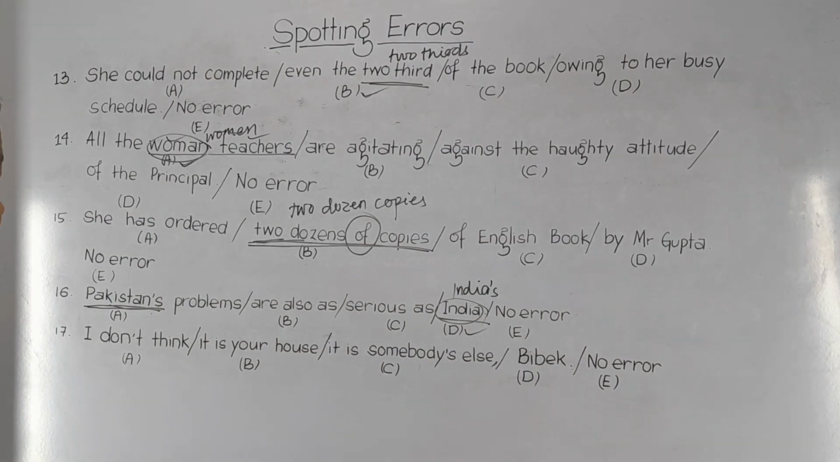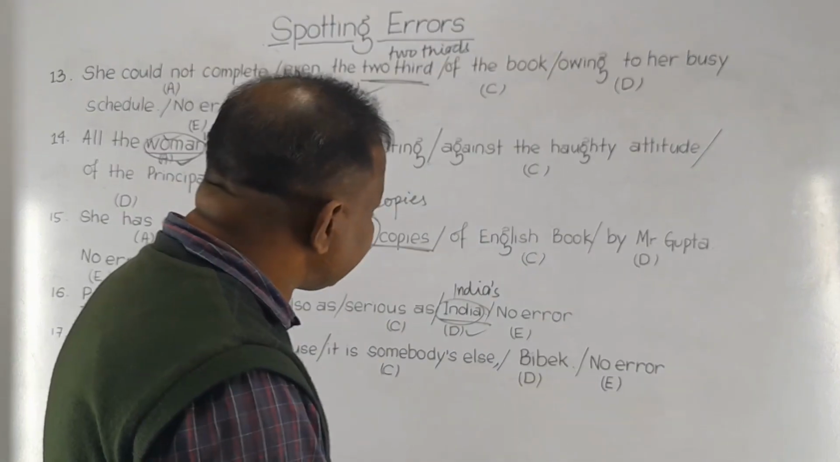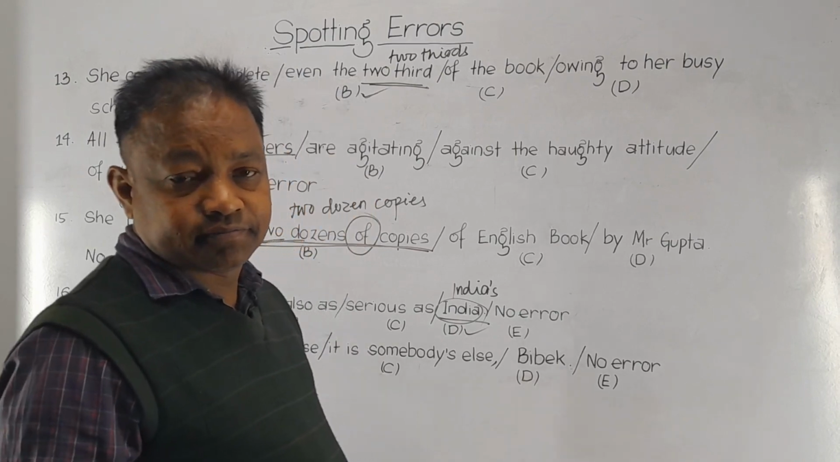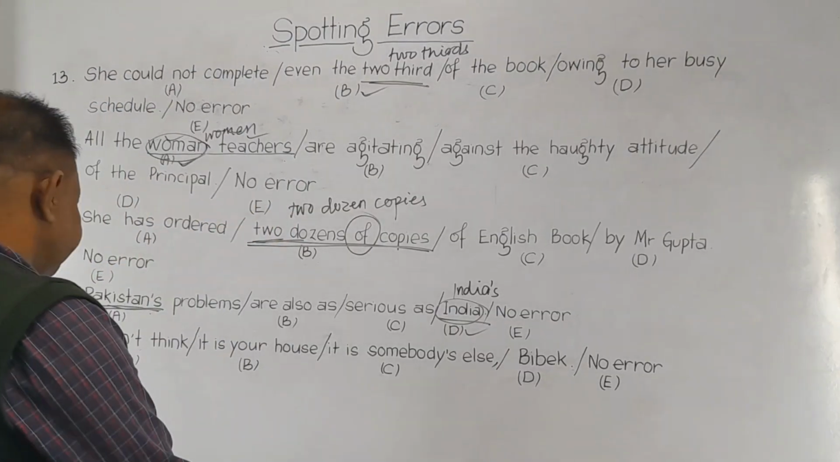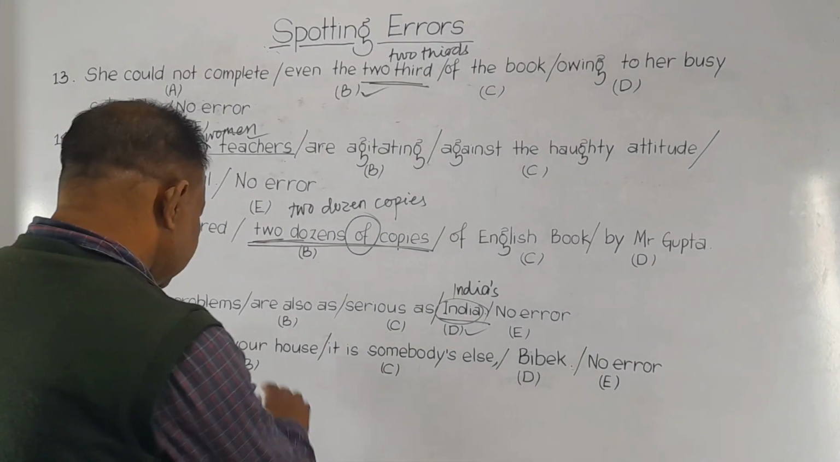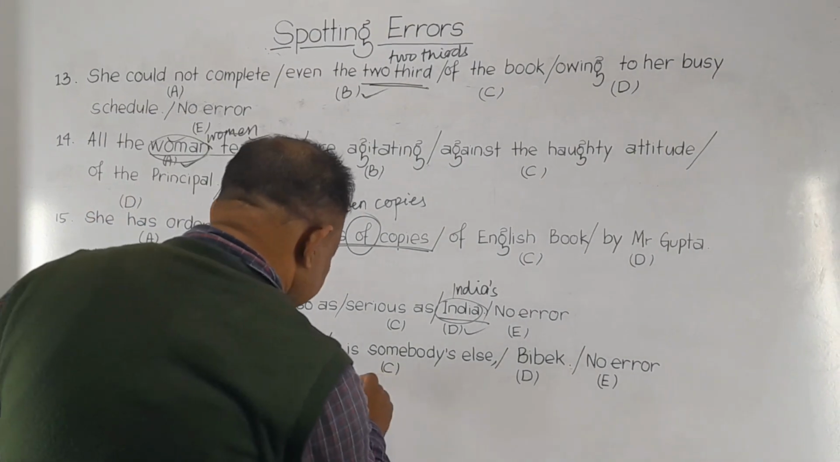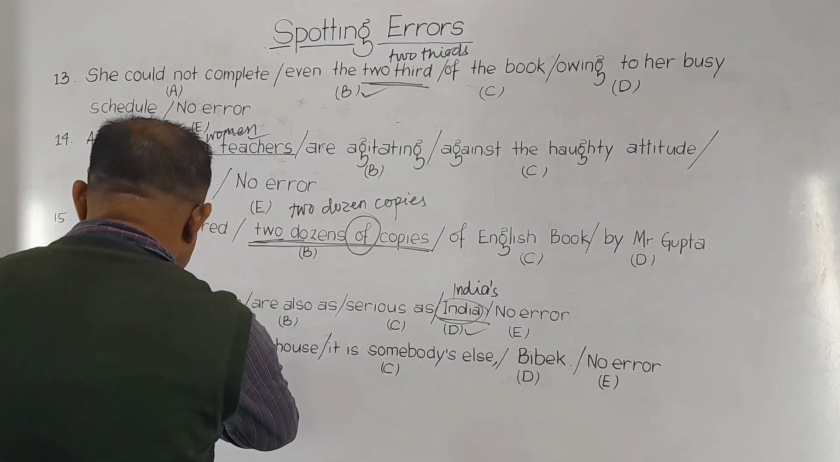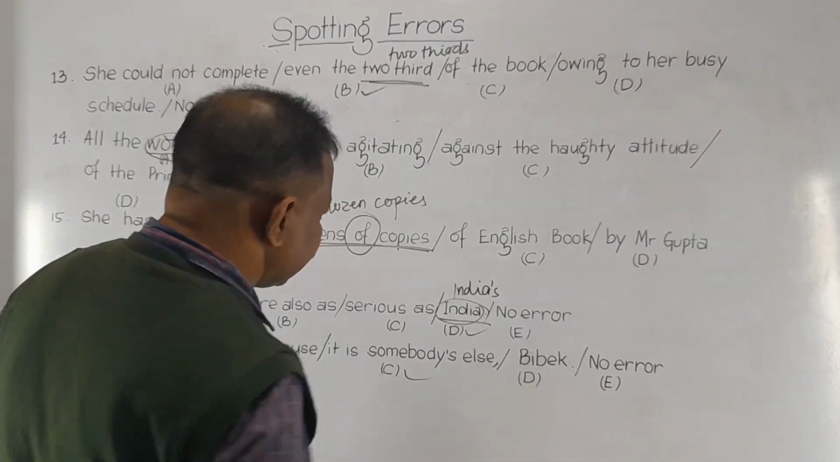Number 17. I don't think it is your house. It is somebody else's. Be back. Let's find out the error. Part A does not have. Part B does not have. Yes. Part C. Part C contains error.